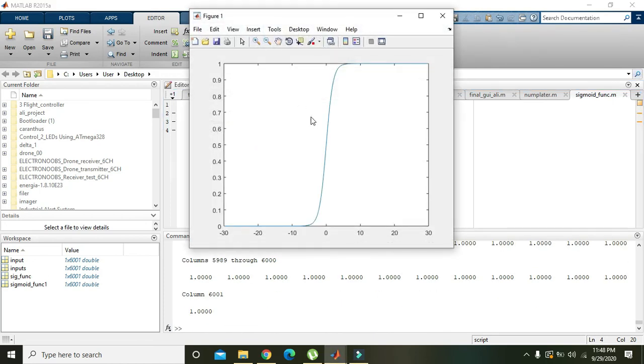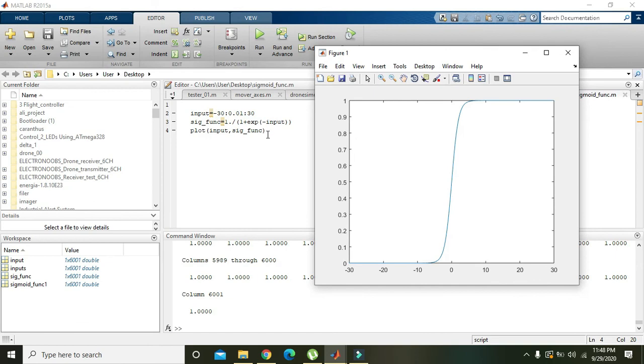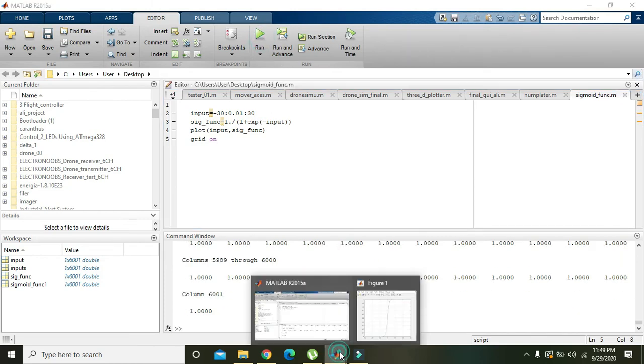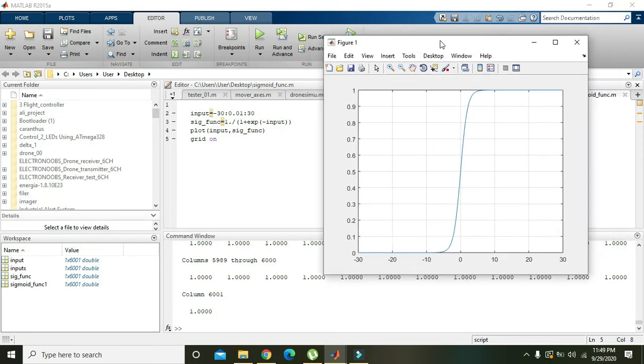Now we will run it and we will see what it did. Also write grid on here for better visuality. Now here you will see that it converts all the values from minus 30 to minus 5 to 0, and all the values from 5 to 30 to 1, as you can see.